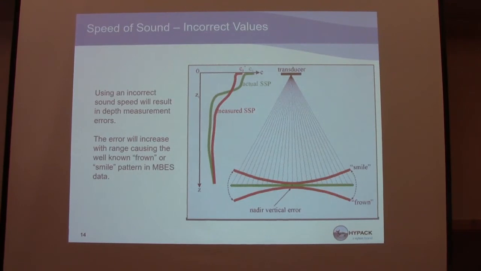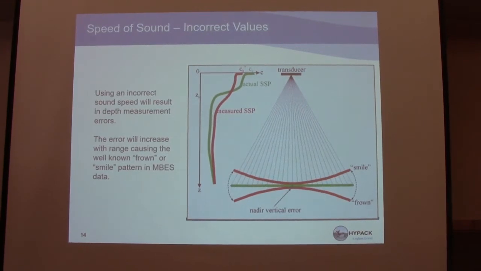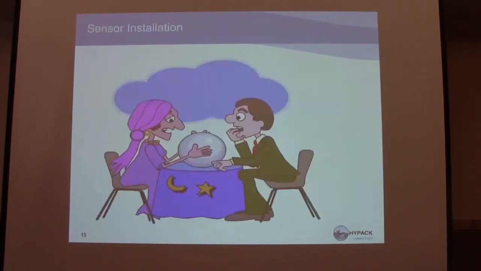And when you have one pass versus another and they're overlaid, you're going to see two smiley faces right next to each other. And it's going to look real goofy. Okay, so that's some of the corrections. Sound velocity being one of the most important, is where do I mount my multibeam?